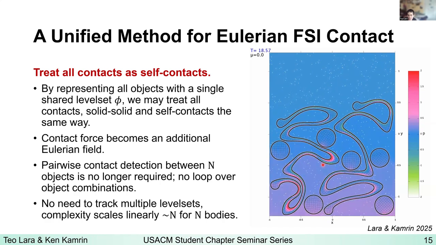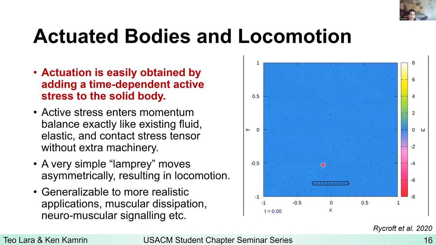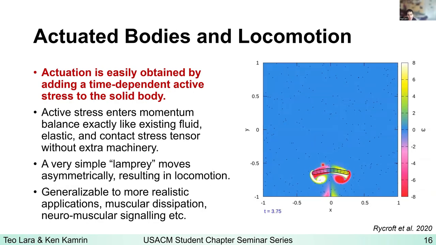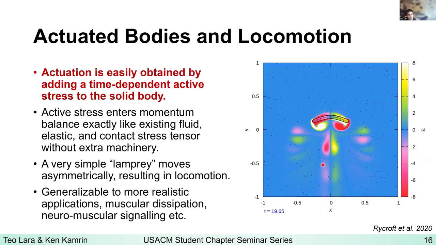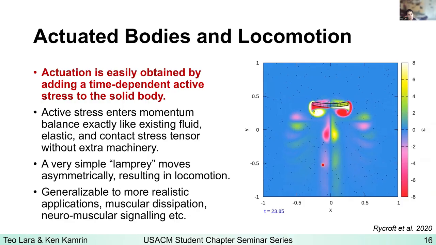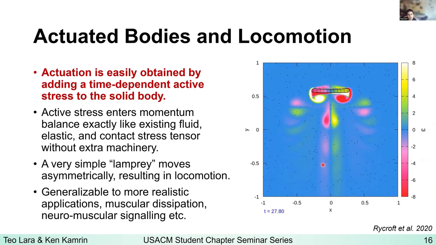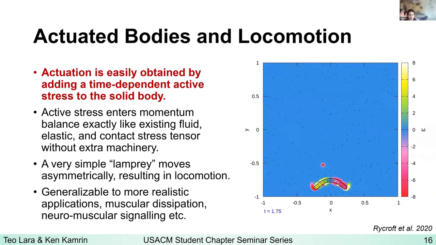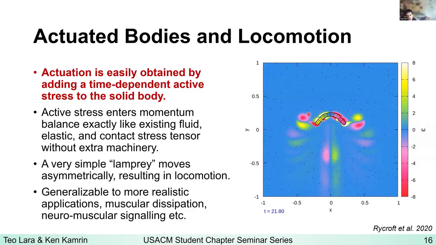One other thing I want to talk about is locomotion and actuated bodies. This is another benefit of our technique in that actuation is really simple to do. You just add a time-dependent active stress to the solid body, right? So the stress just enters momentum balance like the existing fluid, elastic, and contact stress tensors without any extra work done on your end. This is a simple quote-unquote lamprey that swims along due to the actuation inside its body, right? We haven't yet extended this to more realistic applications, but you can sort of easily imagine you have muscular dissipation, sort of neuromuscular signaling.